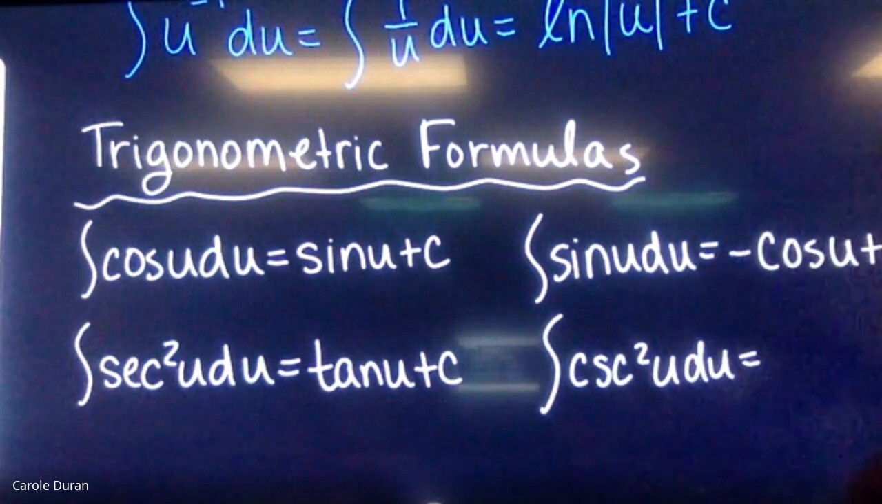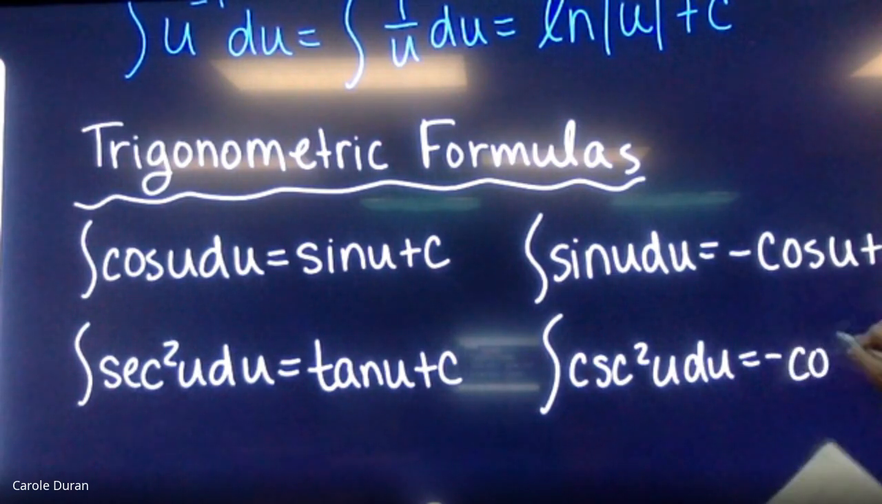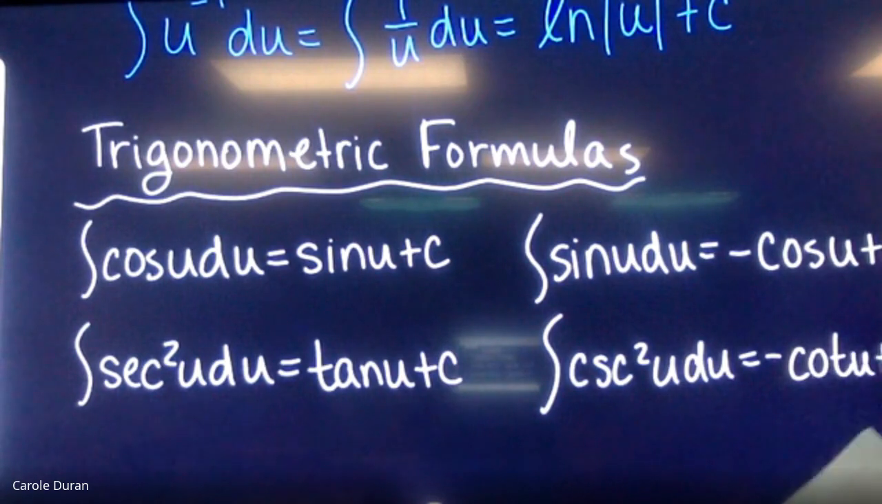What if my derivative function is cosecant squared? What's the antiderivative of that? Anybody remember? I feel like it's negative tangent. It's negative cotangent, because the derivative of cotangent is negative cosecant squared. So if I take the derivative of negative cotangent, it's positive cosecant squared.